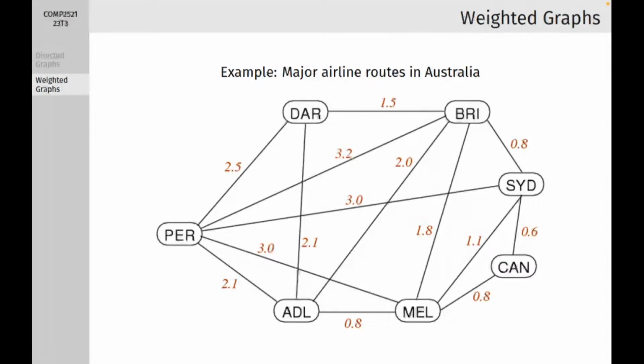All right, here's an example of a weighted graph. Here are the major airline routes in Australia. The weights here would be the amount of time it takes to fly between two cities. But you could instead have the cost of flying between two cities. That could be your weights as well.